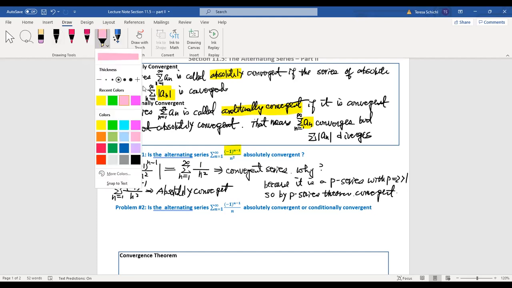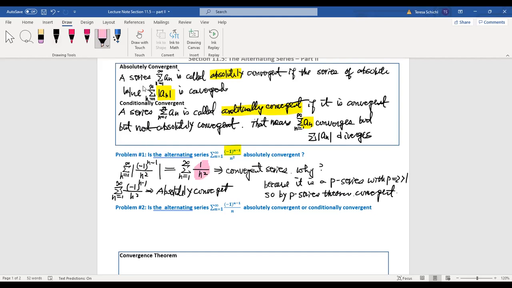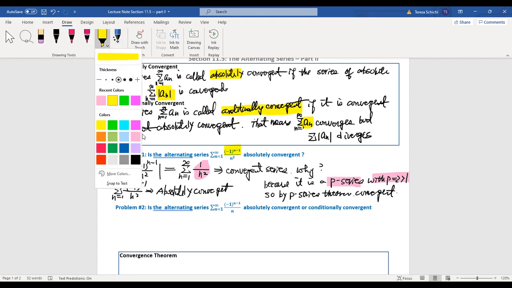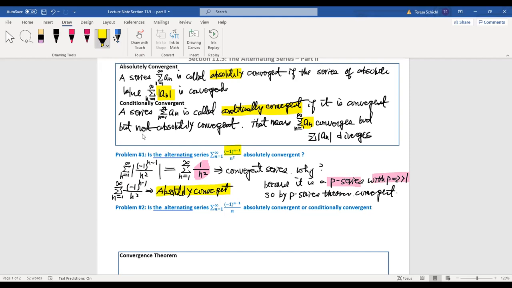In here, this is a p-series, right? Because p is greater than 1, we know this is a convergent series. Because this converges, we know this series is absolutely convergent.